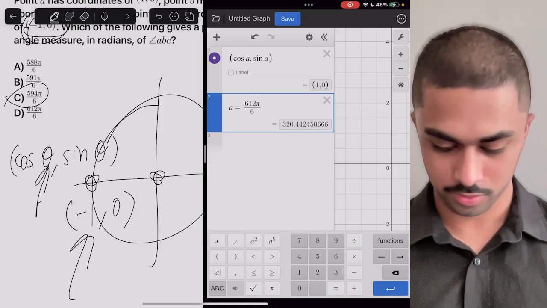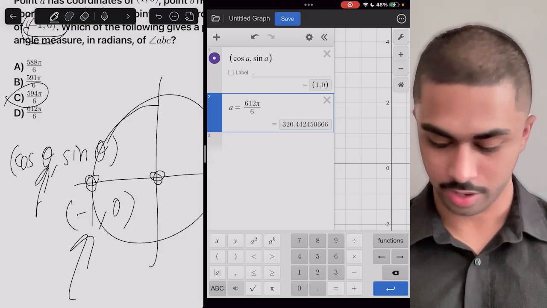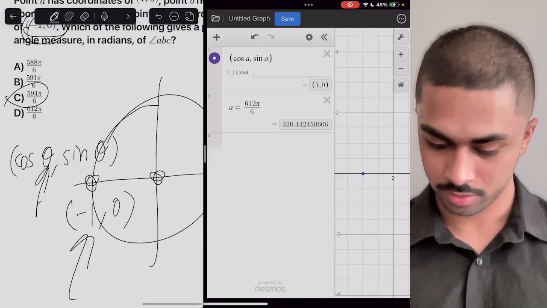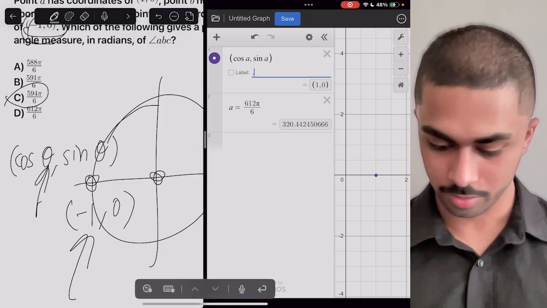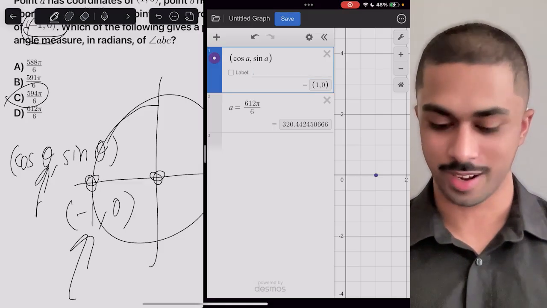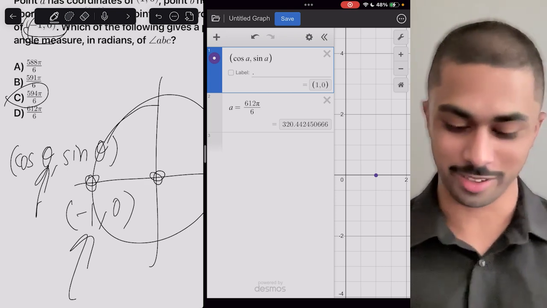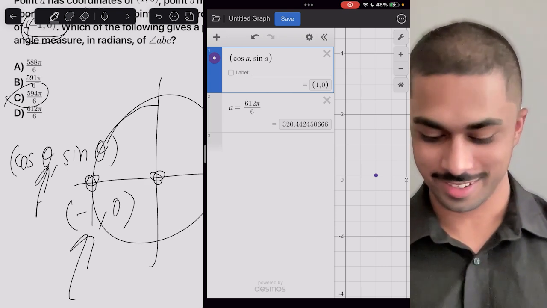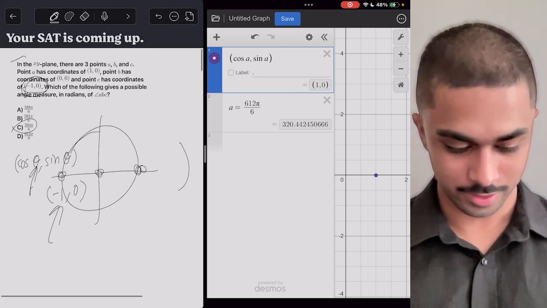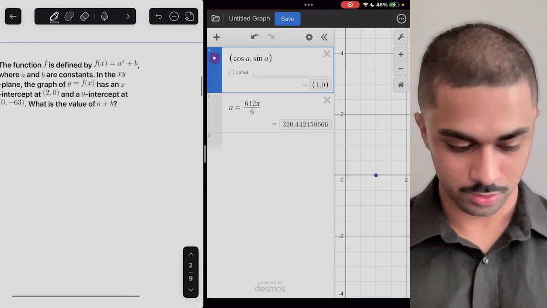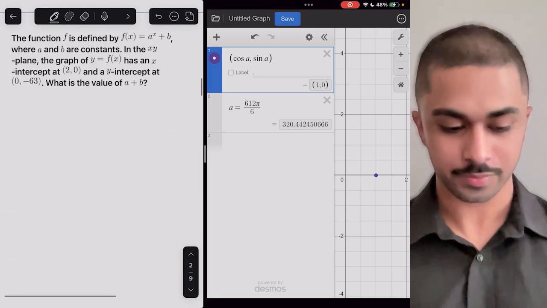6, 12. Okay, and this is at 1, 0. I don't know why this is labeled weird, but as you can see, it's 1, 0. I'm just going to stop messing with this because my Apple Pencil is not cooperating right now. Okay, let's move on to the next one.